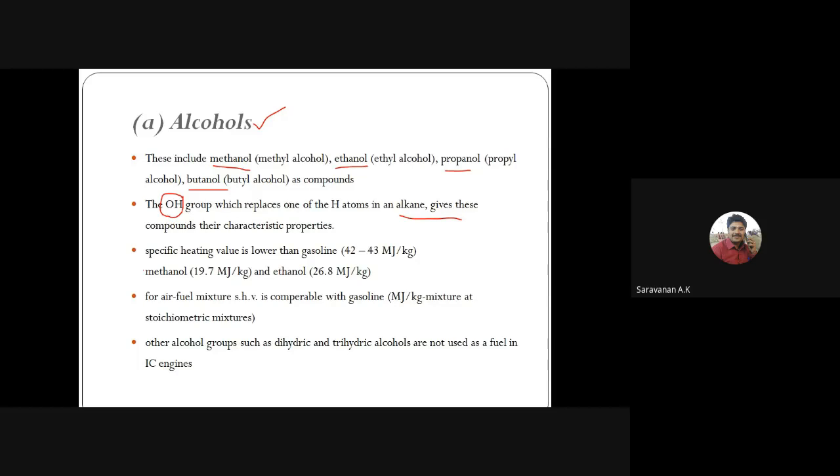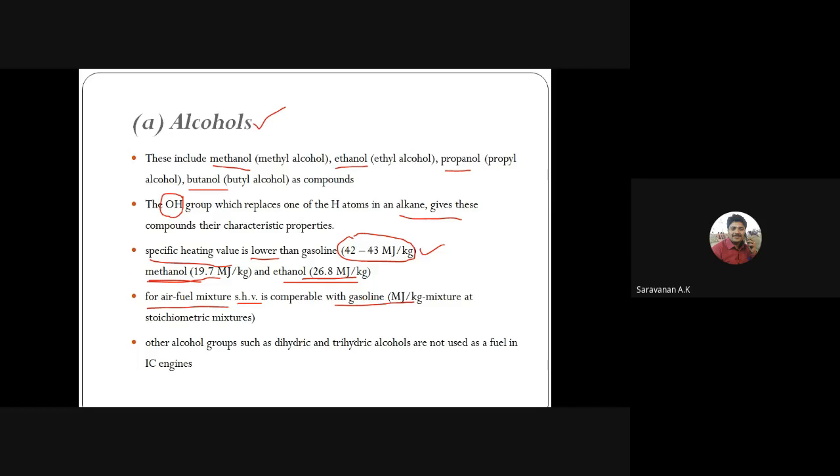Here its specific heat value is lower than the gasoline value. See the value of the gasoline and for the methanol and the ethanol. Comparing these two to gasoline, the value will be lower. So the specific heat value will be lower in the alcohols compared to gasoline. For the air fuel mixture, it is very low compared with gasoline.